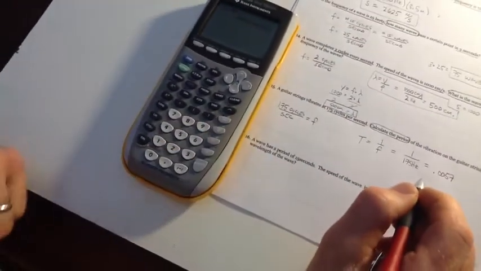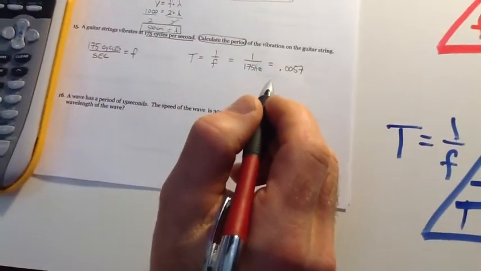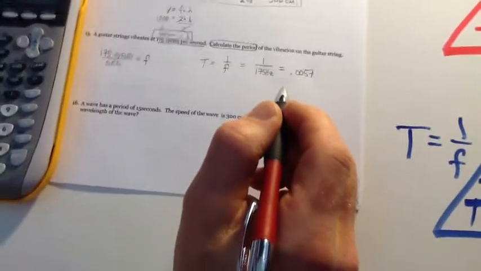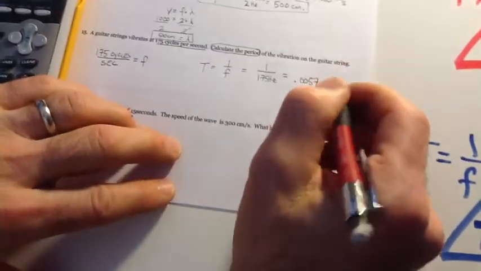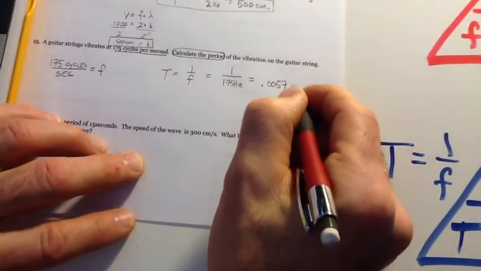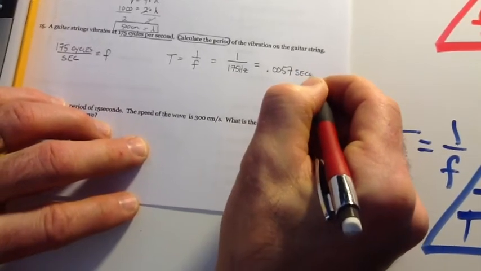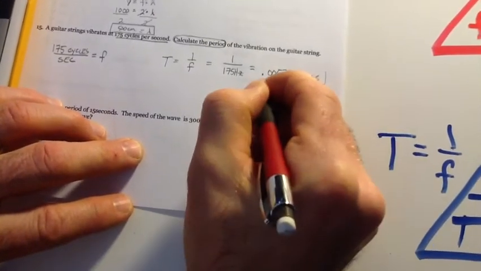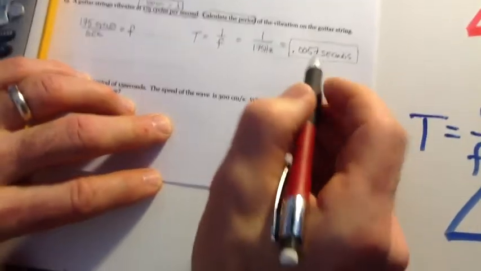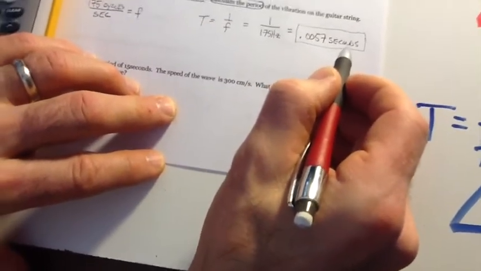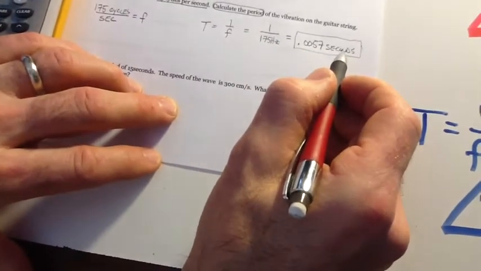0.0057. Period, second period, sixth period, seventh period, these are all measured in time. So period is a measure of time. So this unit is seconds. So the answer is 0.005 seconds. So it takes 0.005 seconds for every one wave.